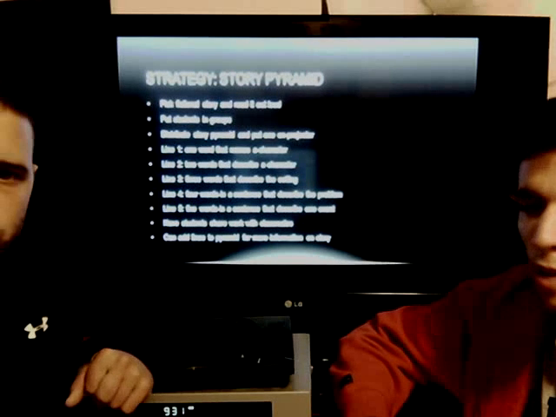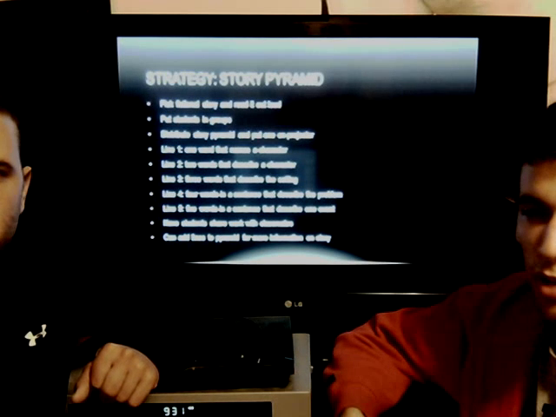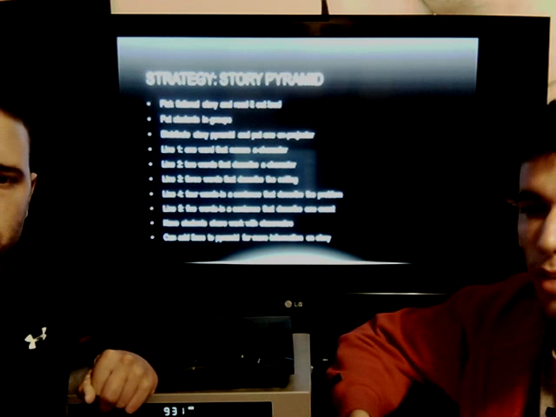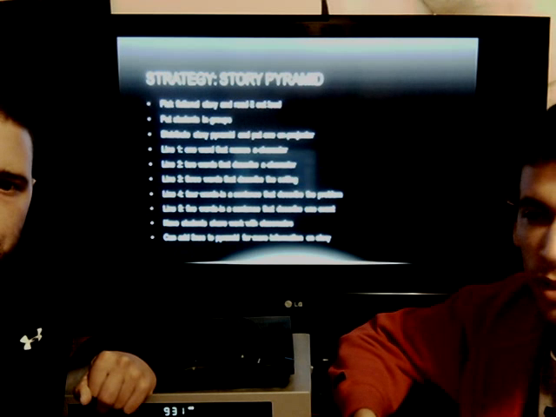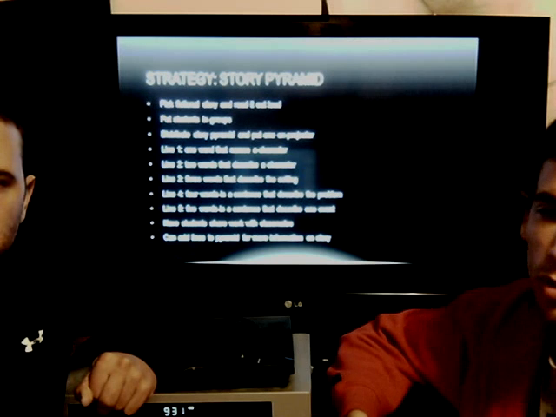So the strategy we want to demonstrate is called a story pyramid. Basically, the teacher picks a fictional story and reads it out loud to the class, or each student can read it independently. After that, the students are put in groups randomly. Then the teacher distributes the story pyramid to each person in the group, and also puts it on the overhead projector.